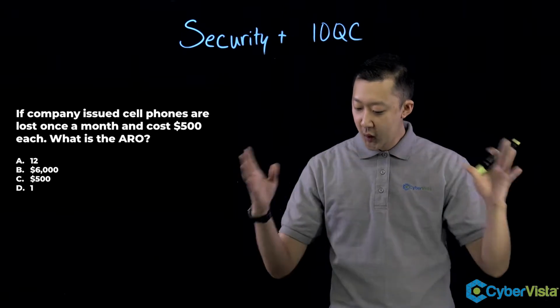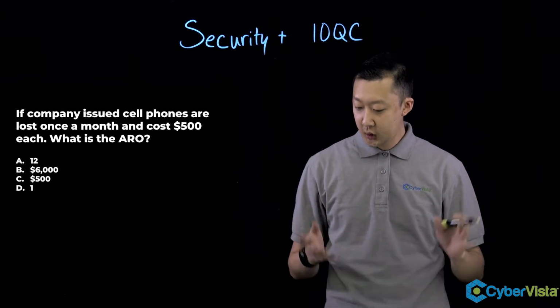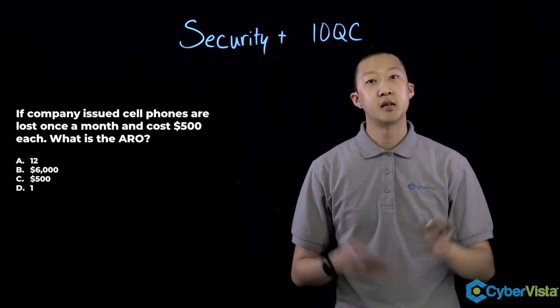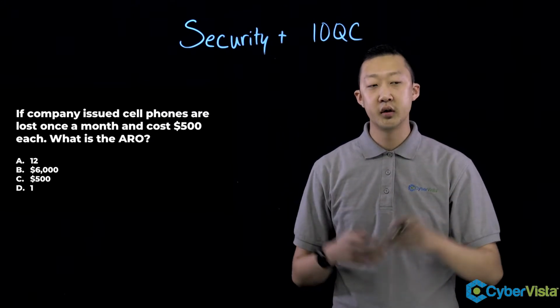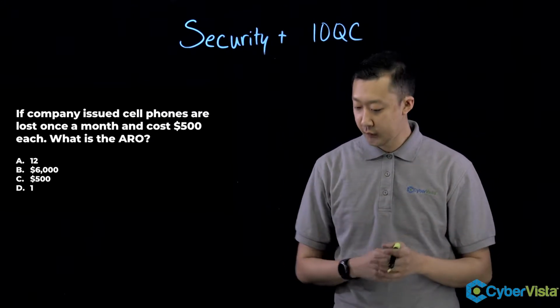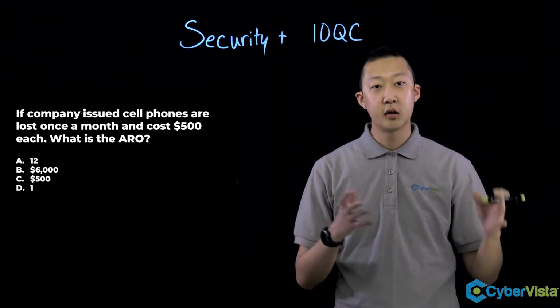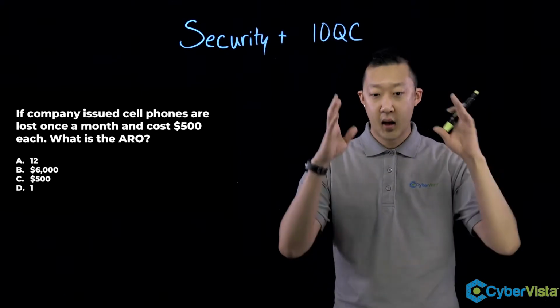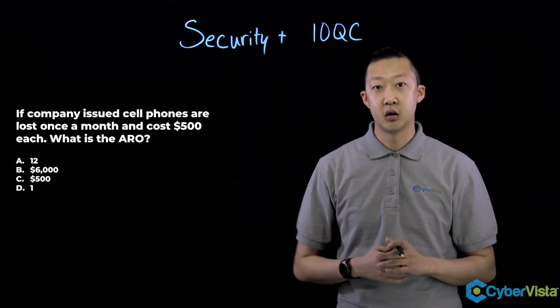So let's take a look at the question again. If company issued cell phones are lost once a month, so that's the first part. So we know we're losing 12 cell phones, right? And they each cost $500. That means every time we lose one, it's $500 gone.